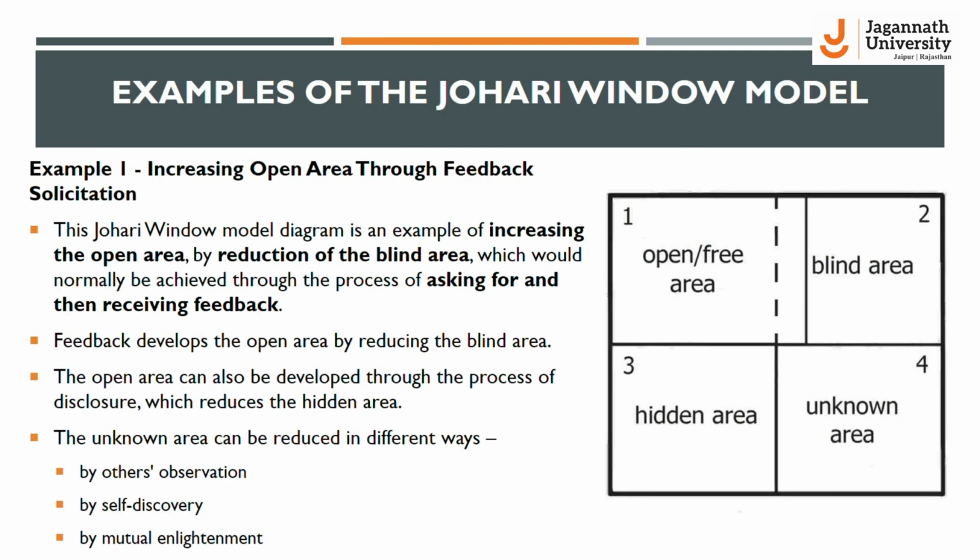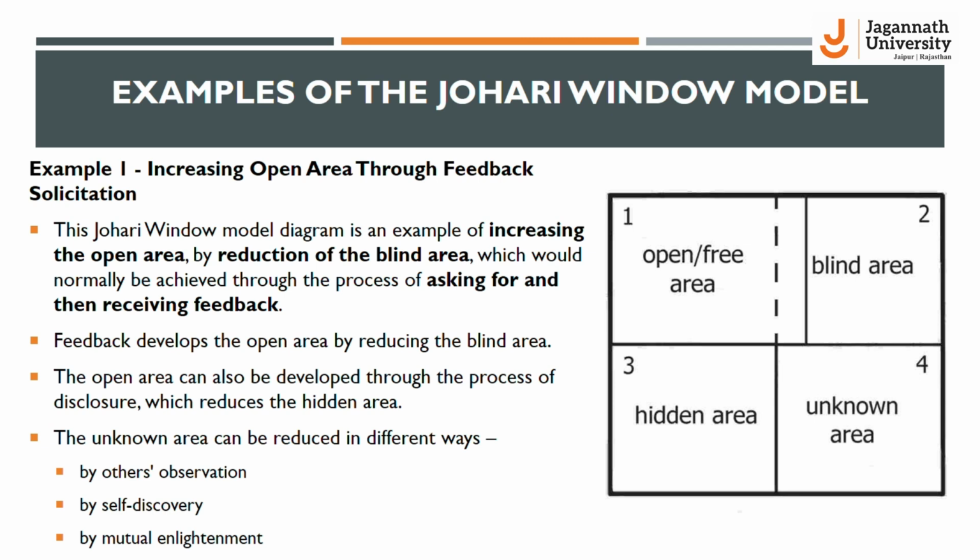Now, how does this Johari window model work? We will be discussing 3 examples explaining the implications of this Johari window model. The first example is increasing open area through feedback solicitation. This Johari window model diagram is an example of increasing the open area. The open area, we have seen, is considered one of the better areas, where the intentions of an individual are clear to oneself as well as very clear to others. So how can we increase this open area?